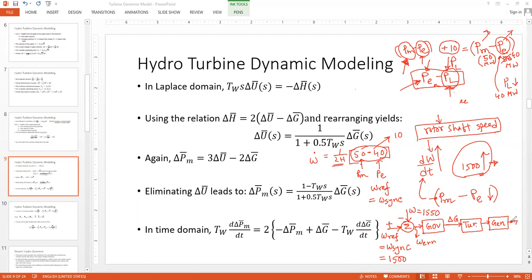Now there is a sensor. This sensor would give you the speed. This is the closed loop. Are you getting the point? This is the actual speed value being sensed and fed back to the governor control circuitry.